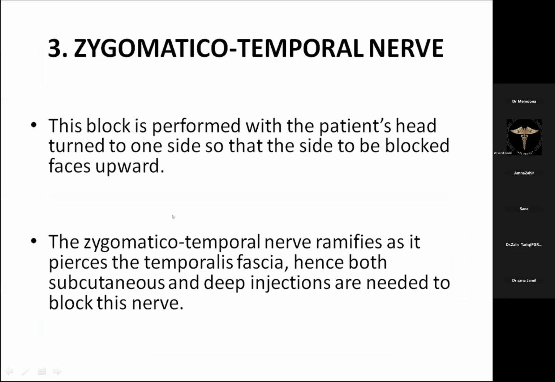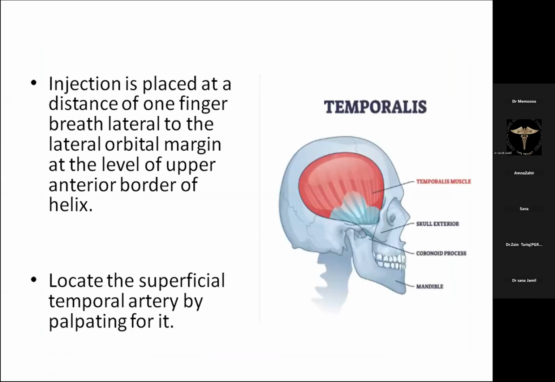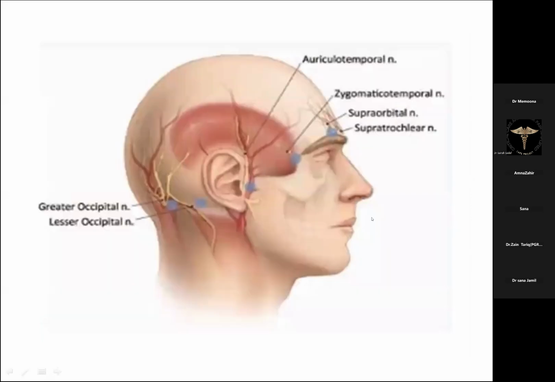The third one is the zygomaticotemporal nerve. Basically the drug is injected above as well as below the temporalis fascia. The landmarks include identifying the lateral orbital margin over here, and just one finger breadth posterior to it is going to be our injection site. Another technique described is drawing a line from the anterior superior corner of the helix to the lateral orbital margin, and the middle of this line is going to be our injection site.